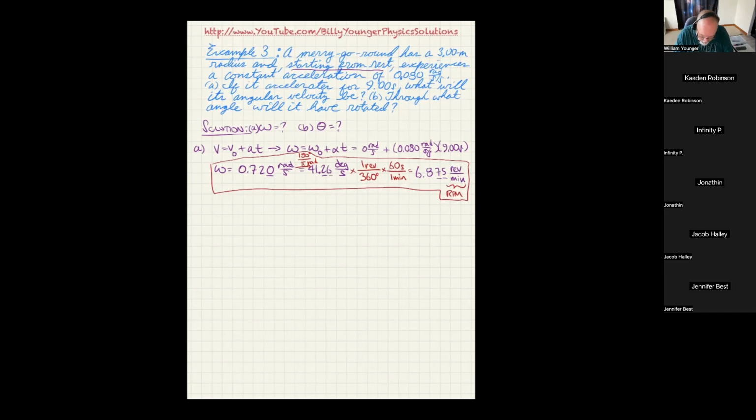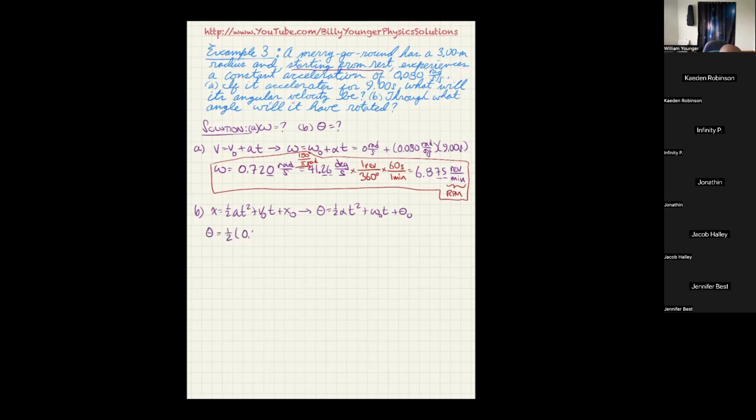B, through what angle will it have to rotate? If someone asks me a question like that in linear motion, I immediately think of the equation x equals 1/2 at squared plus v0t plus x0. Of course, the rotational analog of that is theta equals 1/2 alpha t squared plus omega 0t plus theta 0. So I could definitely use that. In so doing, I'm going to say theta equals 1/2.